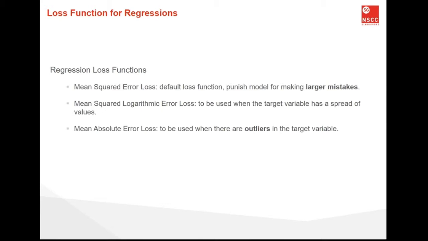However, there may be regression problems in which the target value has a spread of values, and when predicting a large value, you may not want to punish a model as heavily as mean square error does. Instead, we can first calculate the natural logarithm of each of the predicted values, then calculate the mean square error, and this is called the mean square logarithmic error loss.